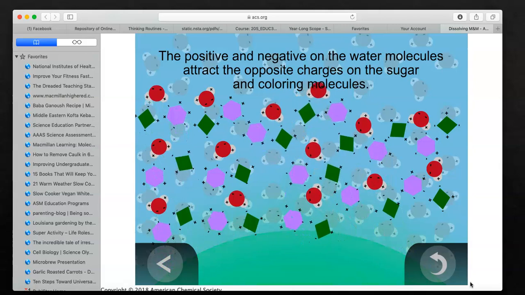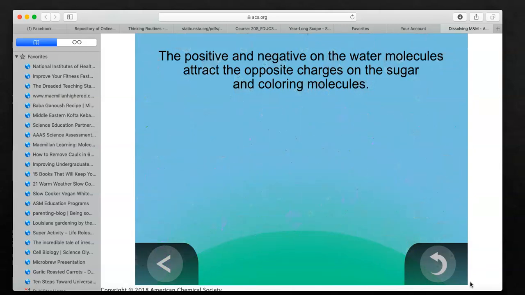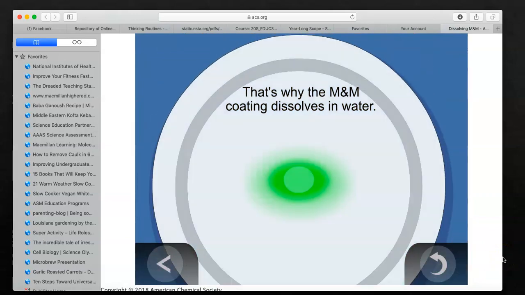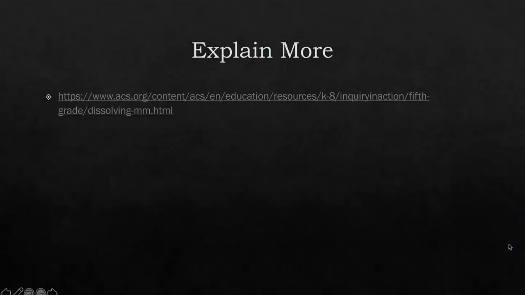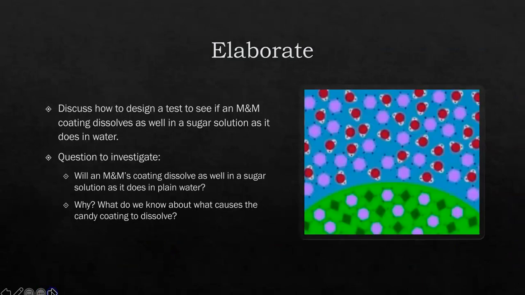I would bring back the key terms solvent and solute at this point, just so we can reiterate the key terms and ideas. So now we're going to discuss how to design a test to see if an M&M coating dissolves as well in a sugar solution as it does in a water solution.